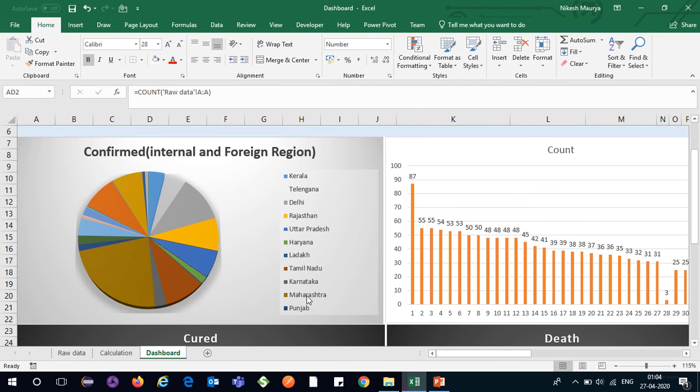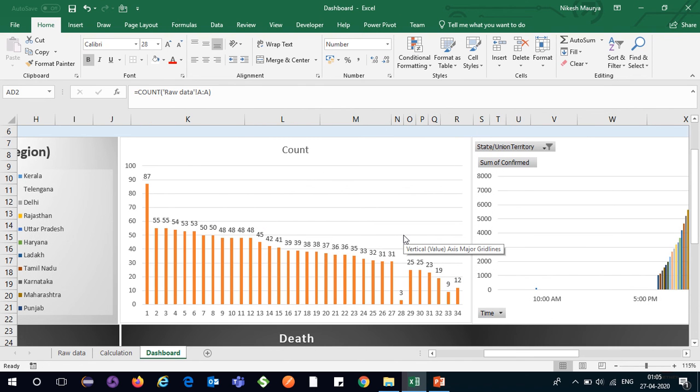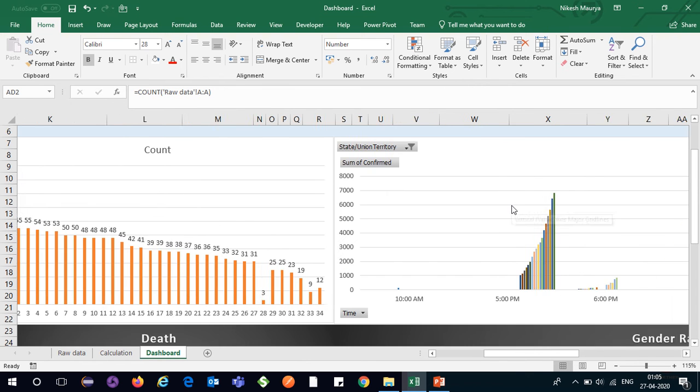As you can see, Maharashtra has a larger number of confirmed cases. In India, the number of affected persons is highest in Maharashtra, and mainly in the Mumbai region. Now the count, as you can see, was initially high, then with time it was decreasing, but nowadays it is increasing again as per the analysis of the data.